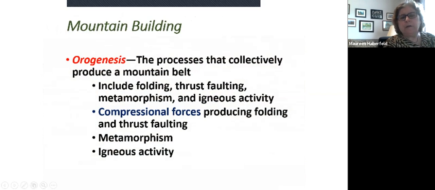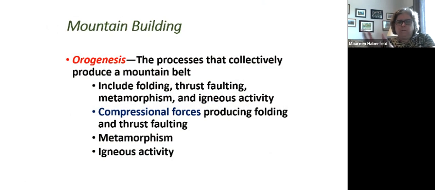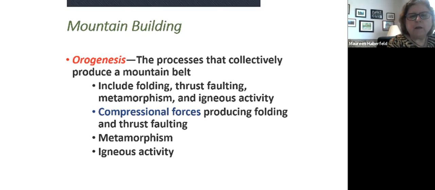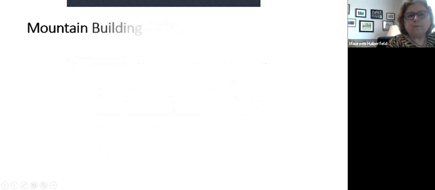Then the technical term that they use in geology for mountain building is the word orogenesis or orogeny, and that's the process that produces a mountain belt. And that includes all these things we were just looking at: folding, faulting, metamorphism, and igneous activity. So compressional forces produce that folding and also faulting where you get one block pushed up over another, igneous and metamorphic activity.